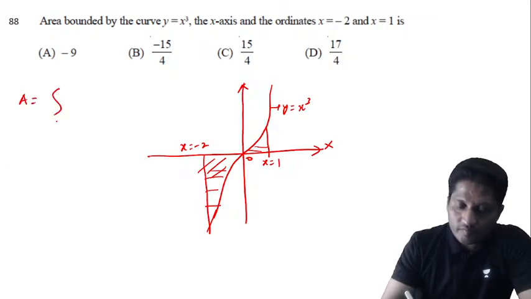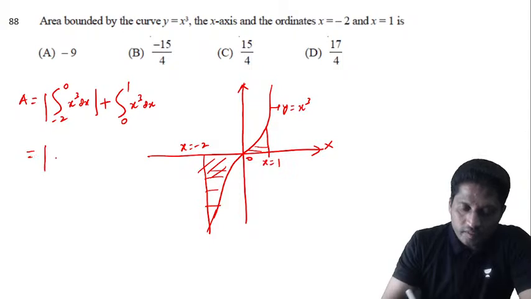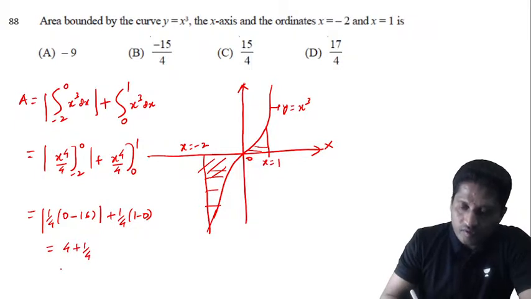Area is equal to integration of minus 2 to 0 of x cube dx plus integration of 0 to 1 of x cube dx. Integration of x cube is x power 4 by 4 between the limits minus 2 to 0, and x power 4 by 4 between the limits 0 to 1. This is 0 minus 2 power 4 is 16 plus 1 by 4 into 1 minus 0. Mod of minus is plus, so 4 plus 1 by 4 will be equal to 17 by 4. Answer is option D.